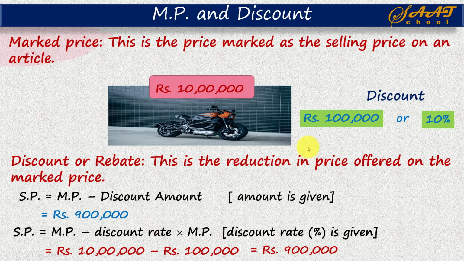So this is the relation when the discount amount is given, and this is the relation when the discount rate is given. In the question, you may be given the discount amount or the discount rate. Again, when the amount is given, this is the relation, and when the rate is given, this is the relation. These are two ways to calculate when the discount amount and discount rate are given.